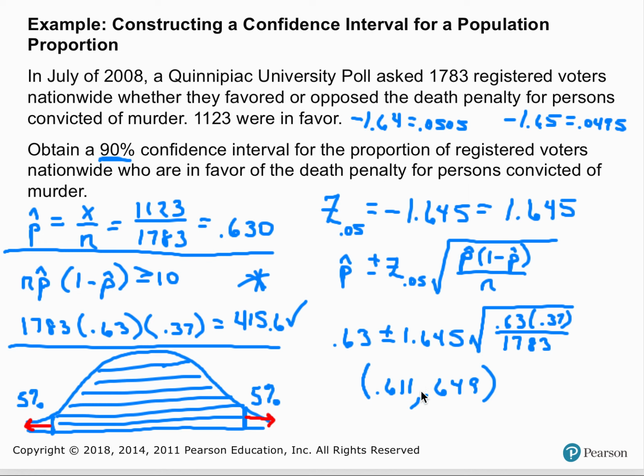And then finally, let's interpret it. This means that we are 90% confident that the proportion of voters in favor of the death penalty is between 61 and 65%.